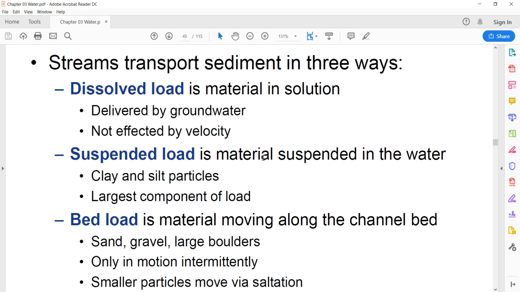As the chemical nature or signature of water changes as it flows downstream, the temperature is changing, and it is picking up different chemicals from the surrounding landscape, so that changes the chemistry of the water. As the chemistry of the water changes, that can trigger some dissolution of certain species or certain rocks or minerals present in the rock. So that will lead to some dissolved load present in the stream. The second one is the suspended load, and the third one is the bed load.